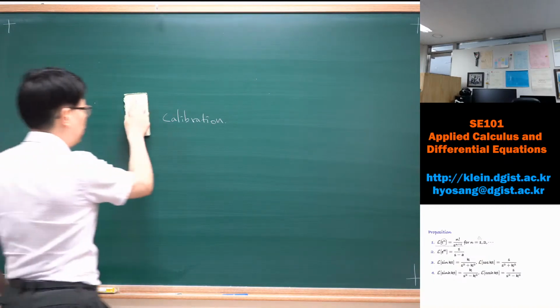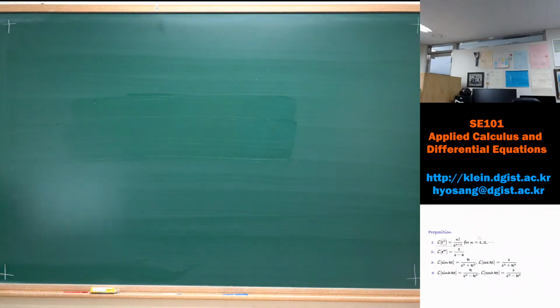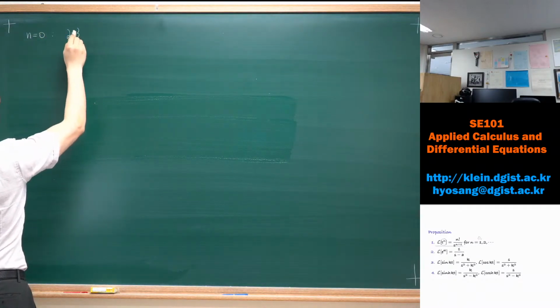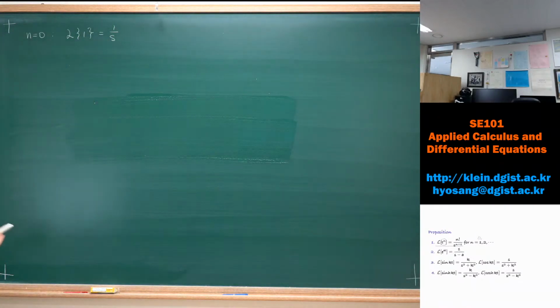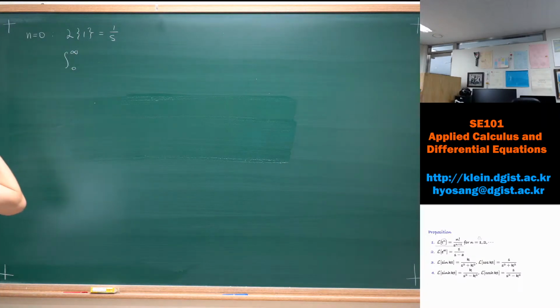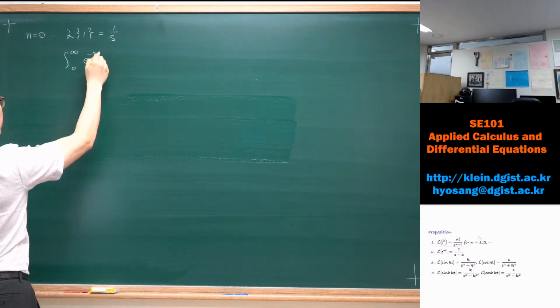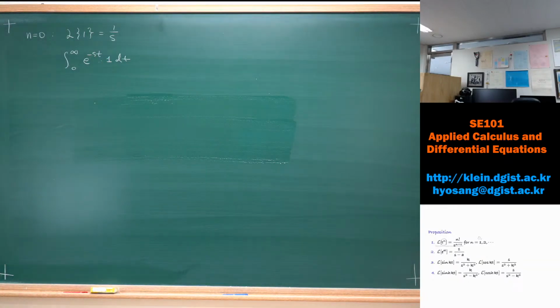So let's take the simplest case, when n equals 0. It says the Laplace transform of 1 is equal to 1 over s, right? 0 factorial is 1. So let's try to use the definition of the Laplace transform. Here we have the integral of e to the minus st times 1 dt. So that's the Laplace transform of 1.